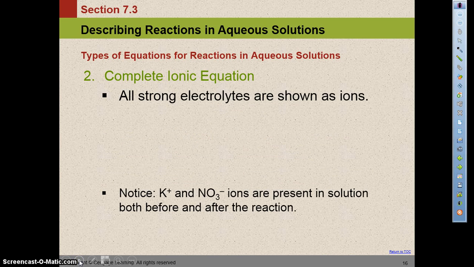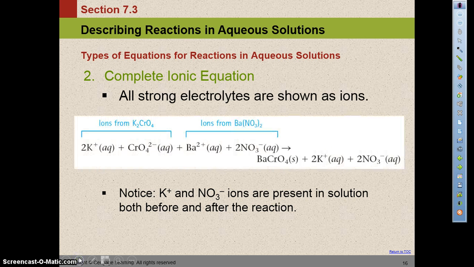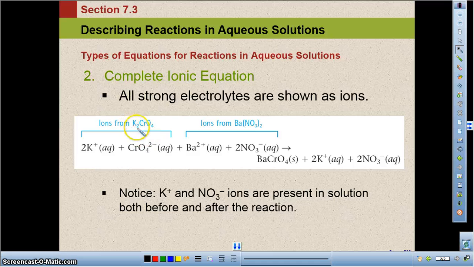The next thing is to write a complete ionic equation. All the strong electrolytes are going to be broken up into ions because they're actually dissociated. So if you notice that the potassium chromate, it's aqueous, so we're going to write it as potassium and chromate in ionic form. Notice that this 2 with the potassium comes from right here. Let's get a pen on there. So this 2 right here is from here. There's only one chromate, so there's only one chromate here with a -2 charge.